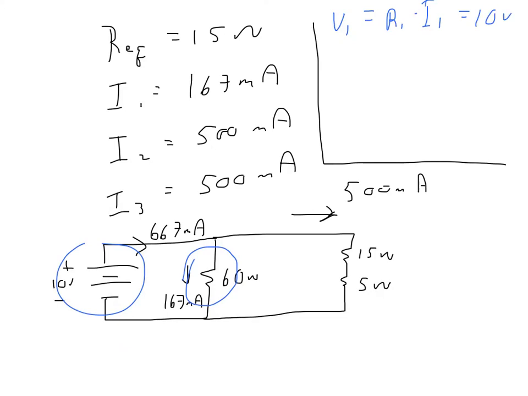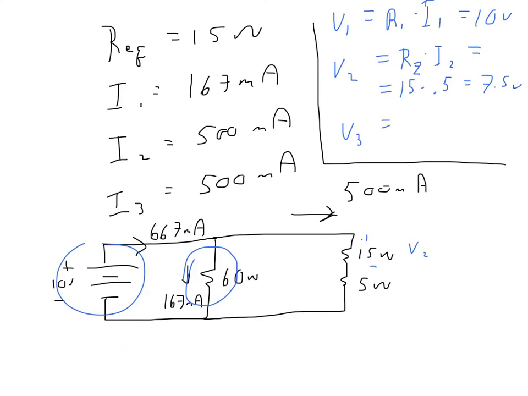Now the more interesting case here, V2, is voltage across the 15 ohm resistor. V2 is equal to the 15 ohm resistance times 500 milliamps, so I could say R2 times I2. That's equal to 15 ohms times 0.5 amps, or 7.5 volts.